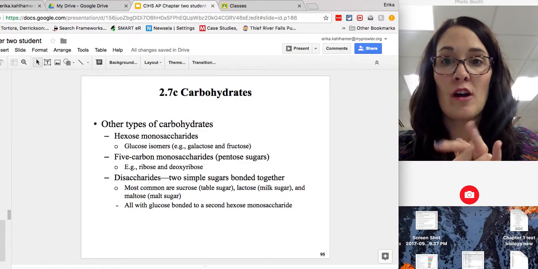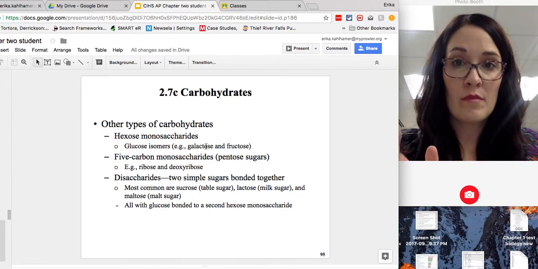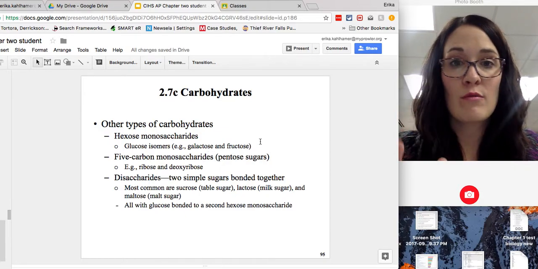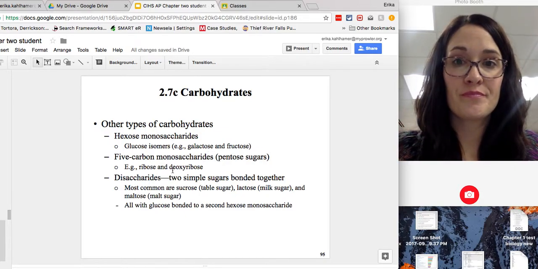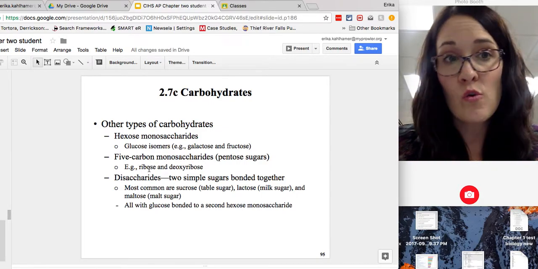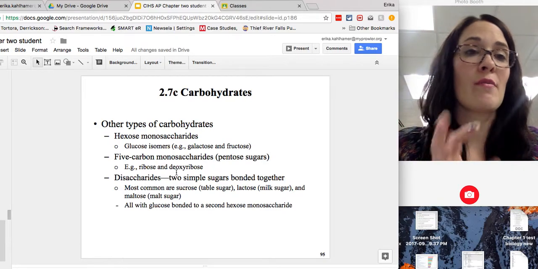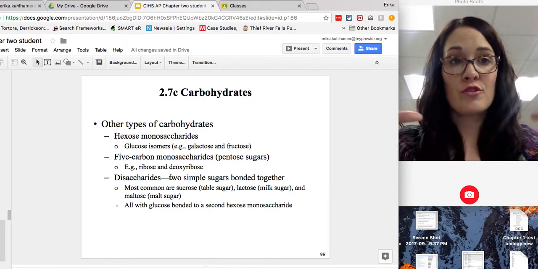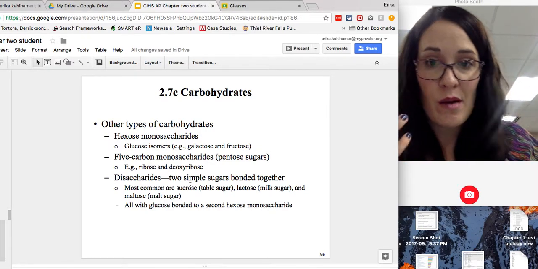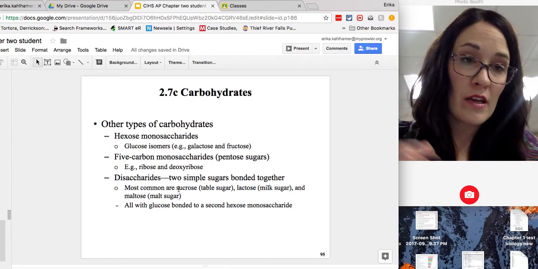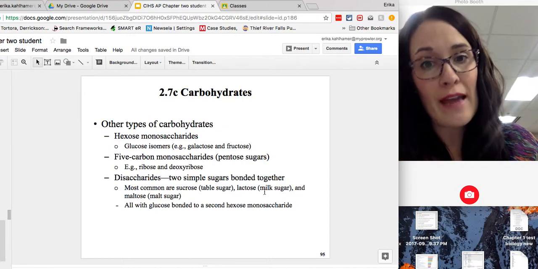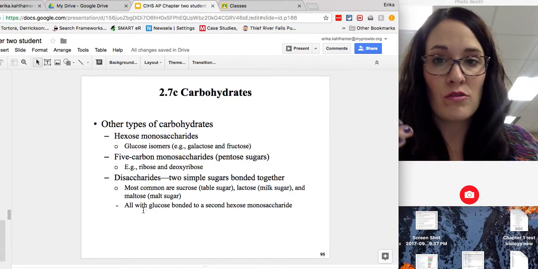Other types of carbohydrates. More monosaccharides. Galactose is a monosaccharide. Fructose in fruits is a simple sugar. Other simple sugars have only 5 carbon rings. Ribose, which is in RNA, and deoxyribose, which is in DNA. 2 monosaccharides together form a disaccharide. And here are some common examples. Table sugar, like you use in recipes, is called sucrose. Milk sugar, the sugar in milk, is called lactose. And maltose is malt sugar.